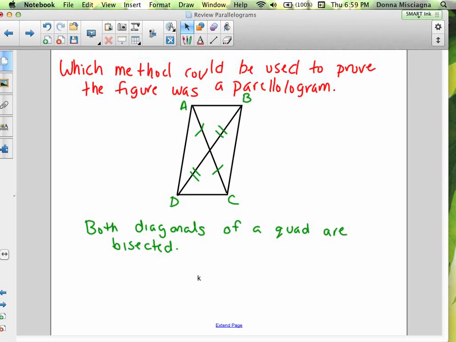Right? Both pairs of opposite sides parallel would prove a quadrilateral is a parallelogram. Both pairs of opposite sides congruent proves a figure is a parallelogram. Both pairs of opposite angles congruent proves a quadrilateral is a parallelogram. Both diagonals of a quadrilateral being bisected proves a quadrilateral is a parallelogram. Which one did I miss? One pair of opposite sides, both parallel and congruent, or one angle that is supplementary to both consecutive angles, are the 6 ways to prove a quadrilateral is a parallelogram.